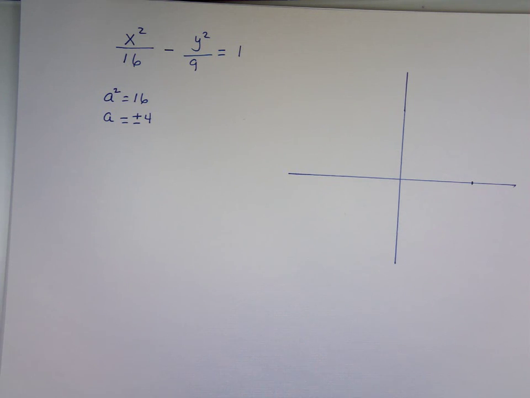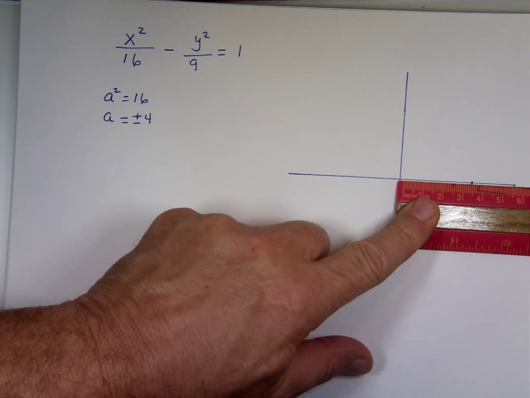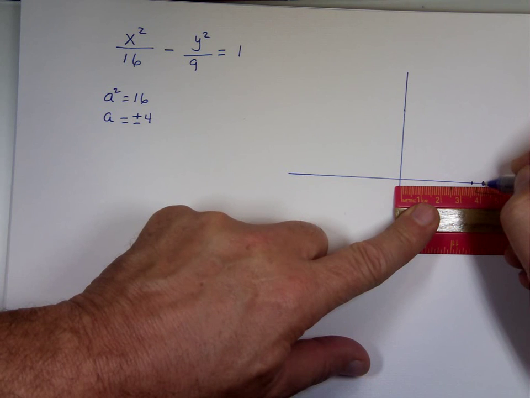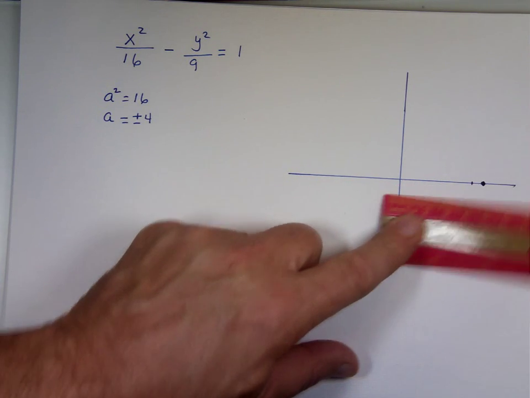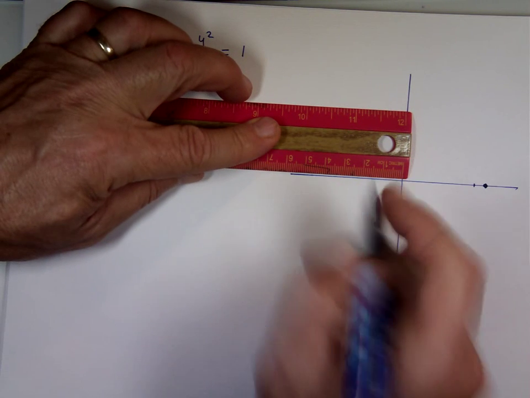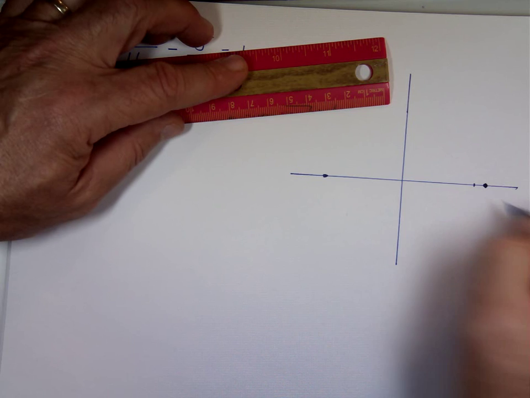So let's make it cross a 4. Let's make 4 units here. There's the origin. There's 4 right here. I don't know if you can see it on the screen. So that's where it's going to cross. The other one, 4 units this way, right here. So it's going to go to the right and go to the left.